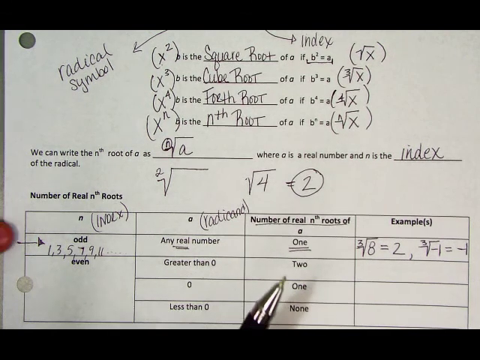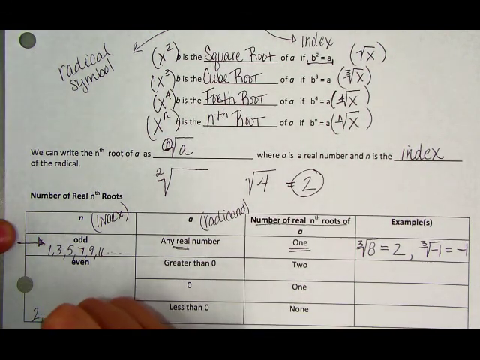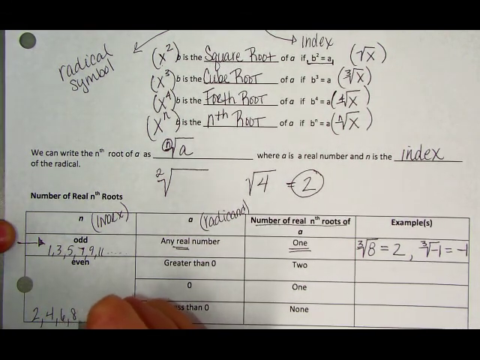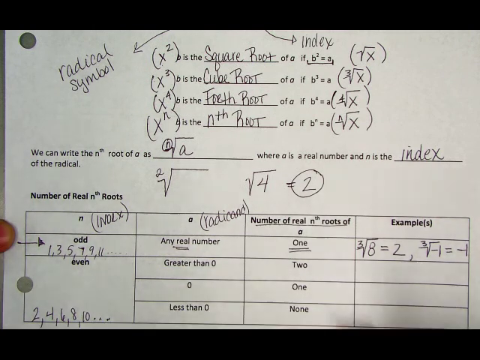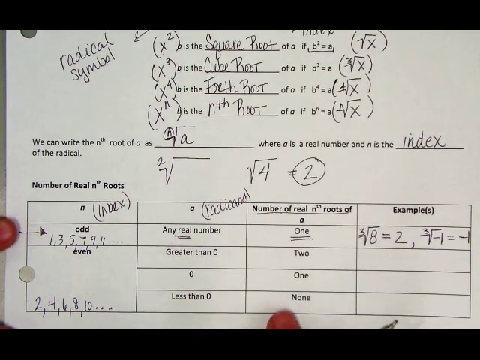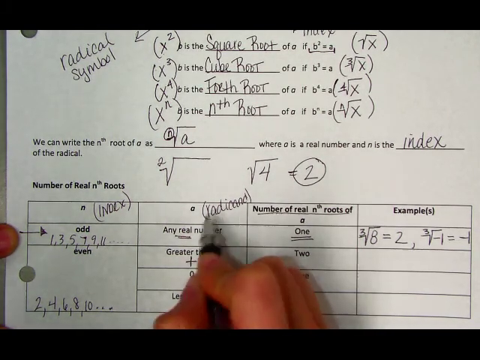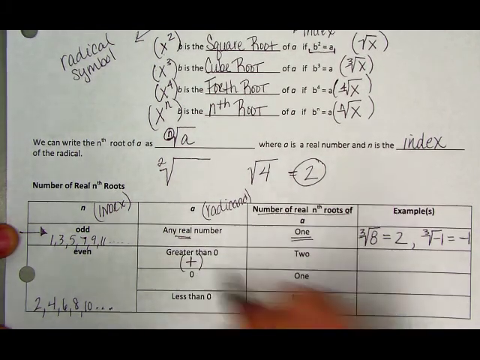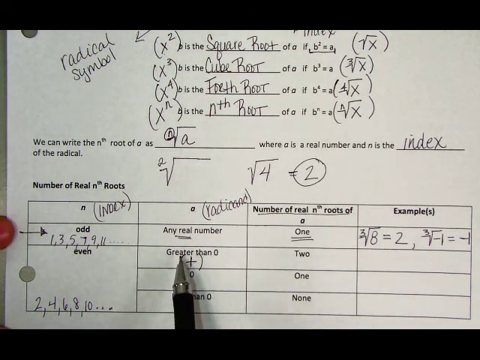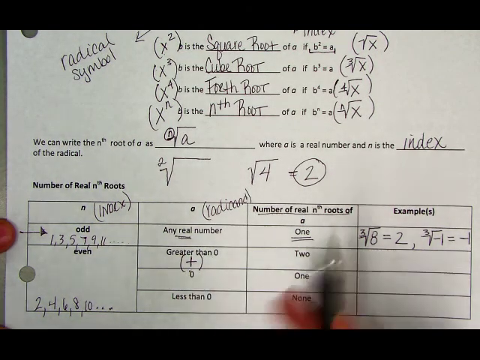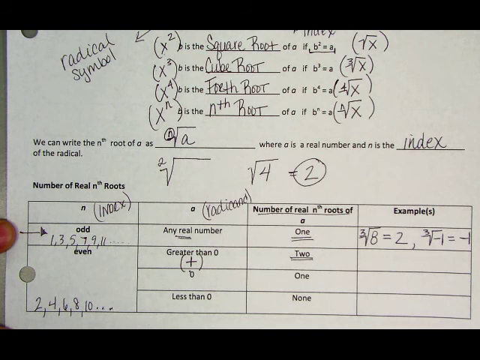If your index is even, so obviously you know even is 2, 4, 6, 8, 10, and so forth, then we actually have 3 options that happen here, okay? So if your index is even and you have a radicand, a number inside your radical symbol that is greater than 0 or positive, we will have 2 solutions, okay?